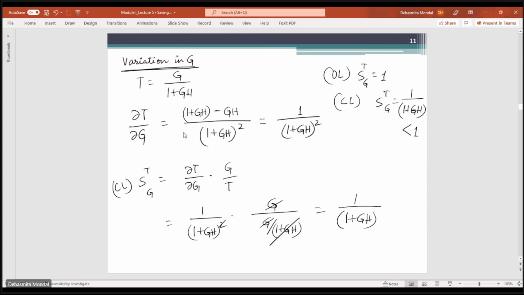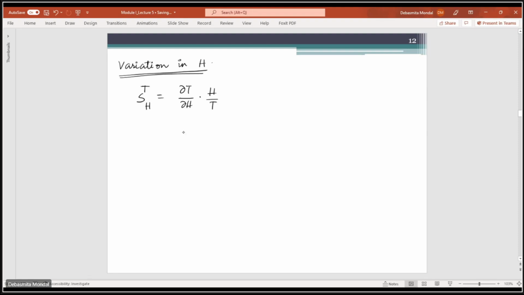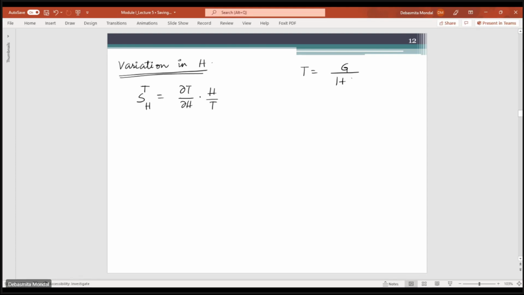Now we can see that there can be some variation in the feedback element also. So now let us say there are two parameters, G and H. If you want to find the sensitivity of the overall transfer function with respect to the feedback sensor, we will denote it as the sensitivity of the overall transfer function T with respect to H. That will be given by delta T by delta H multiplied by H by T.